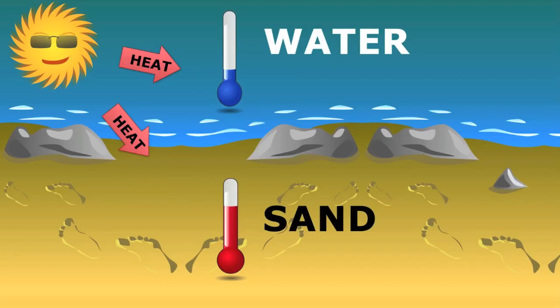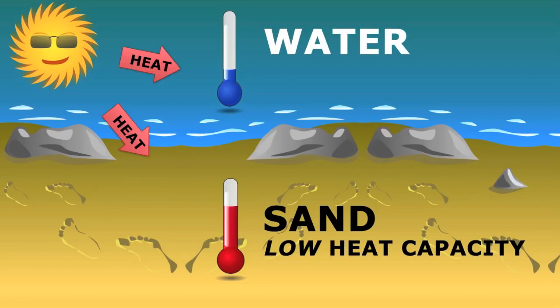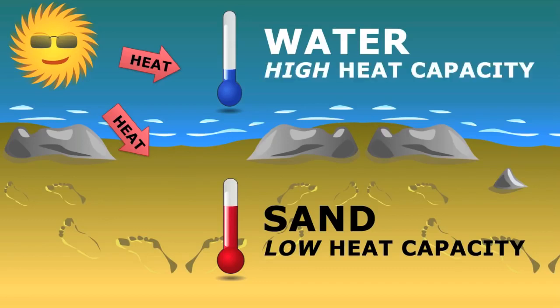Why is the water so much colder than the sand when they are both getting heated by the sun equally? And the answer has to do with heat capacity. Sand has a very low heat capacity. Water has a very high heat capacity. That means you have to heat up water an awful lot before the temperature goes up. Sand only has to be heated a small amount before the temperature goes up.